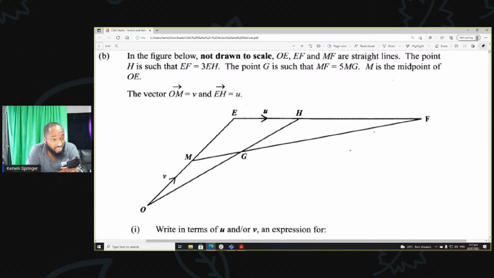Show that OG is 3/5. I find that was a little rough for a CSEC student, but we need to show that OG is 3/5 of the way of OH basically. We have V there, V there, U there, U there, and U there. We know that OH is 2V plus U.